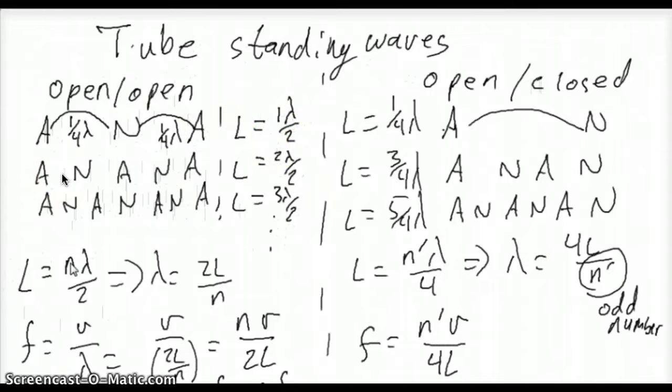And to give one full wavelength, you need an antinode, node, antinode, node, antinode, and that will give you 2/2, which is one wavelength.